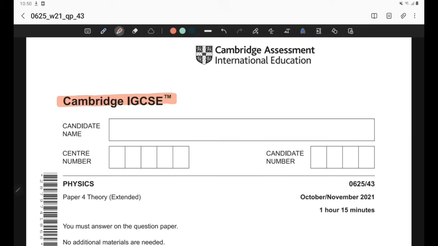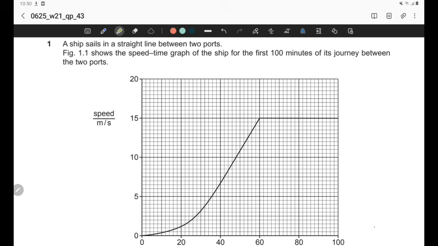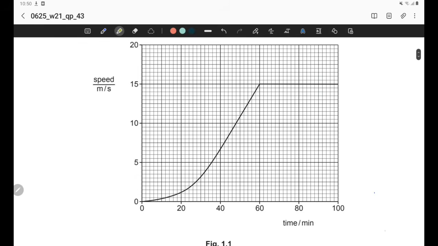Cambridge IGCSE, October-November 2021, Physics 0625, Paper 43. Question 1. A ship sails in a straight line between two ports. Figure 1.1 shows the speed time graph of the ship for the first 100 minutes of its journey between two ports. So in this question we are provided with a speed time graph.